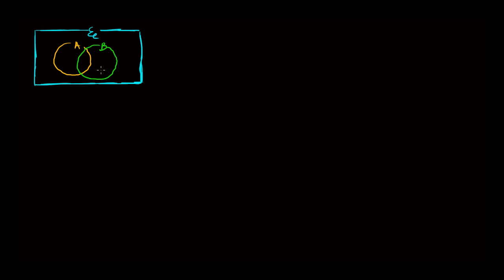Now in the universal set we have element 1. In subset A we have elements 2 and 3, and for subset B we have elements 3 and 4. So these are the elements of the universal set: 1, 2, 3, 4. These are the elements of subset A: 2 and 3, and these are the elements of subset B: 3 and 4.